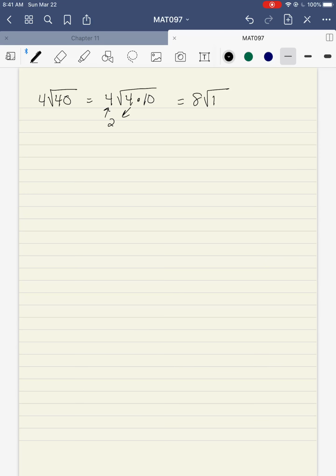so this answer would be 8 root 10. So notice that when I did this 4, I just looked at it as a perfect square and knew that a 2 came out. But essentially a 4 is a 2 times 2 with 1 2 coming out.